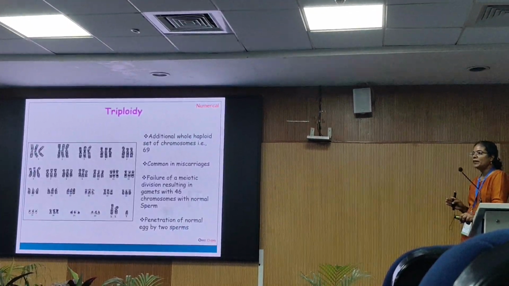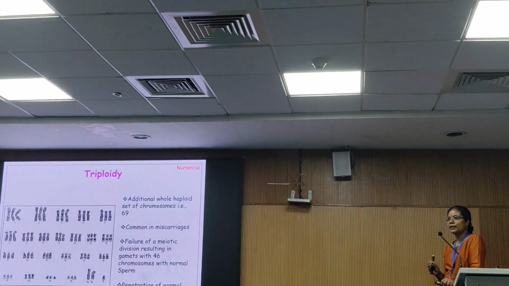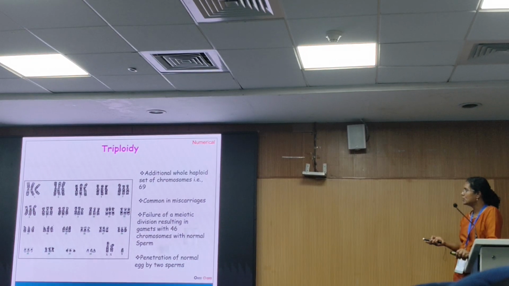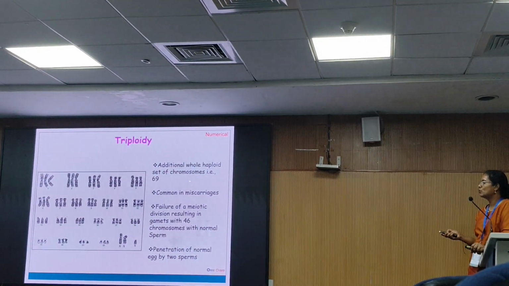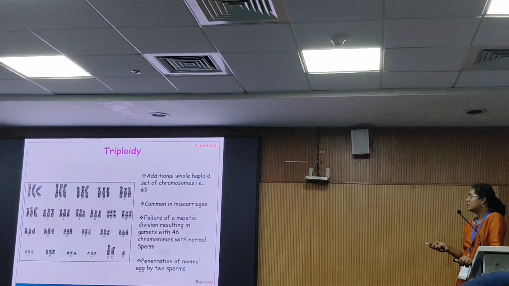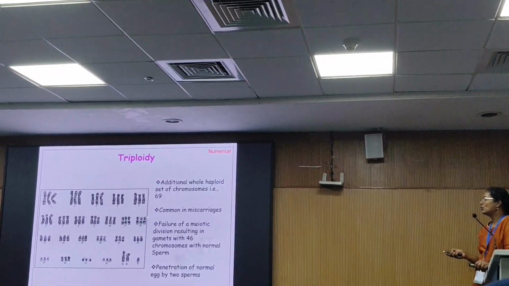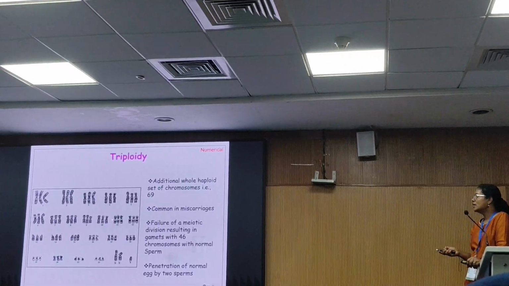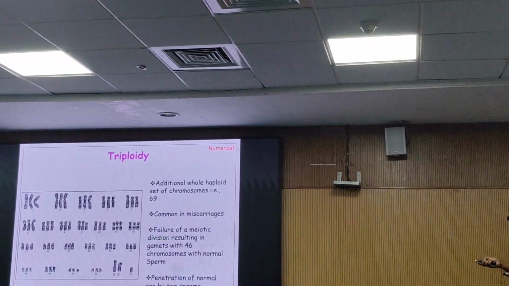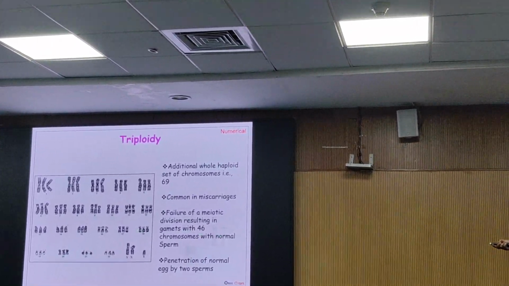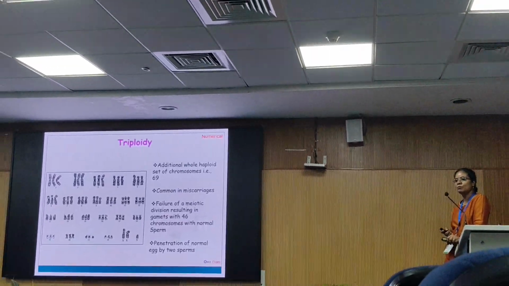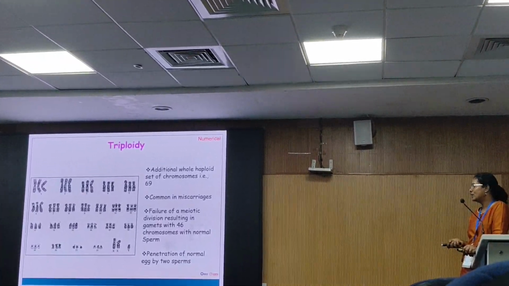And triploidy. Ploidy is an increase of a whole set of chromosomes. Here you see an additional whole set of chromosomes, making it 46 plus 23, 69 chromosomes. This is very common in miscarriages, and it happens because of failure of meiotic division, resulting in a gamete with 46 chromosomes fertilized by a normal sperm, or vice versa.